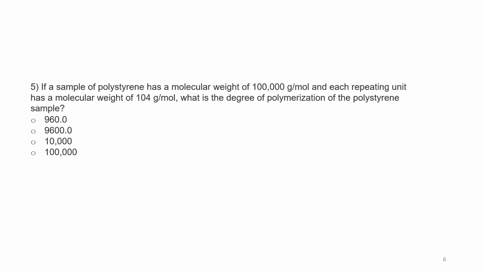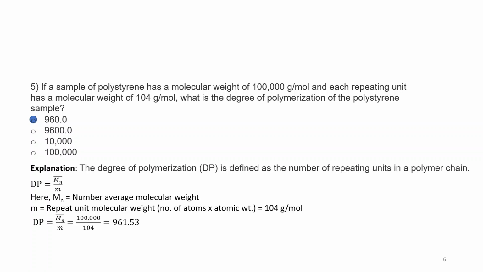If a sample of polystyrene has a molecular weight of 100,000 gram per mole and each repeating unit has a molecular weight of 104 gram per mole, what is the degree of polymerization of the polystyrene sample? Your options are 960, 9600, 10,000 and 100,000. So the correct option here will be 960.